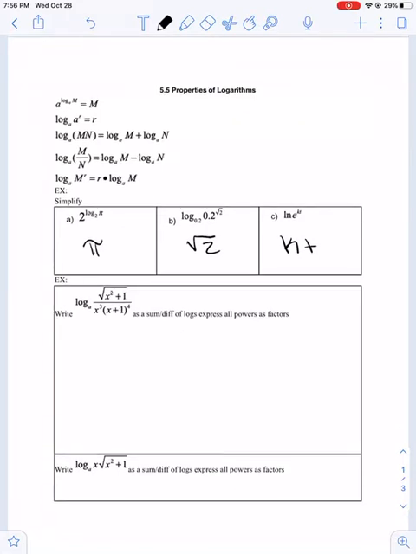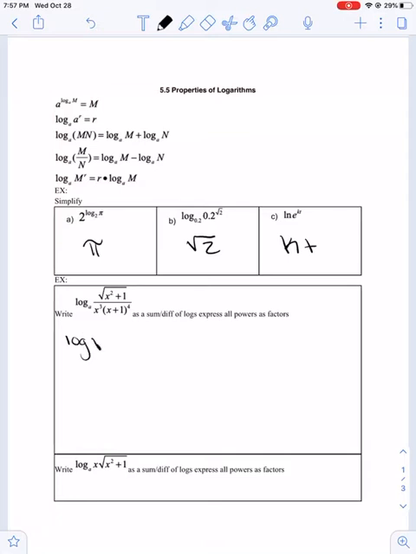The next one we're going to look at is using those properties of the plus and minus, knowing when you're dividing or multiplying, and put those into here. So for this first one, we have the square root of x squared plus 1 divided by x cubed times x plus 1 to the 4th. First I notice this is a division, so I'm going to have a difference of logs.